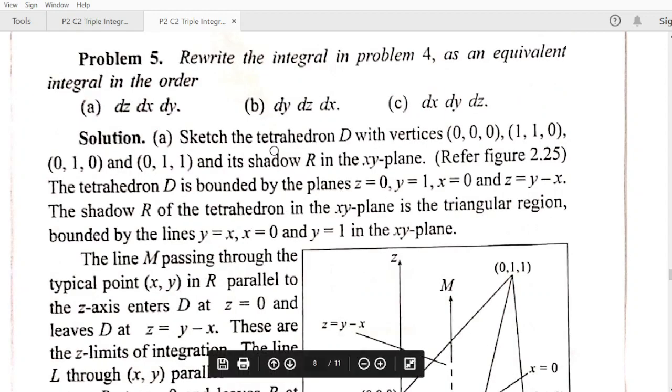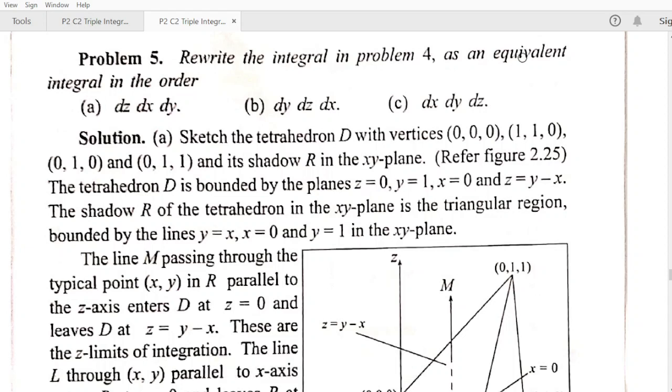Now next we have problem number 5. Our question is: rewrite the integral in problem number 4 as an equivalent integral in the other orders. In problem 4, we evaluated the volume V as a triple integral dz dy dx. Here we have to change the order. We don't have to evaluate it, we only have to change the order and write it properly.